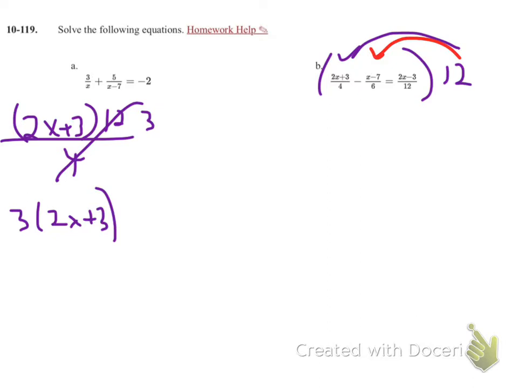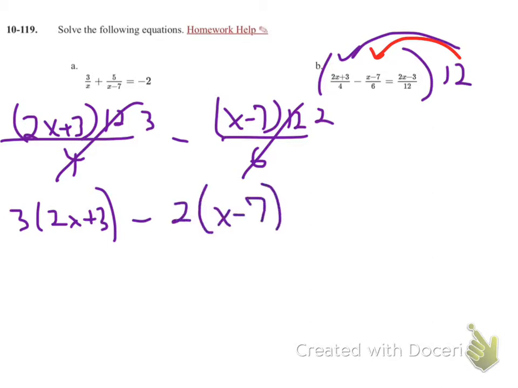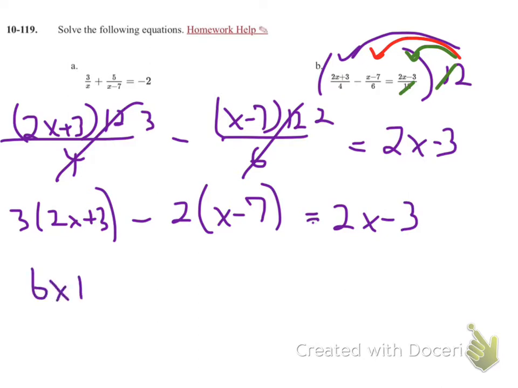When I put it here, I will have minus x minus 7 times 12 over 6. That will reduce down to a 2. So minus 2 times x minus 7. And when I distribute the 12 here, the 12 and 12 will make a giant 1, and I will be left with just 2x minus 3. All right, getting rid of the parentheses. 6x plus 9 minus 2x plus 14 equals 2x minus 3.